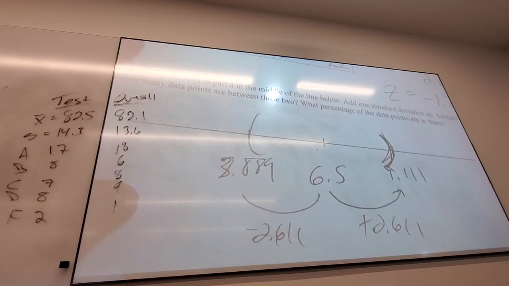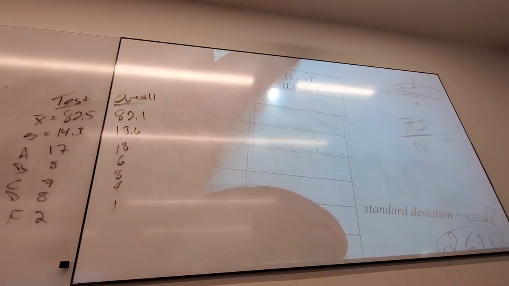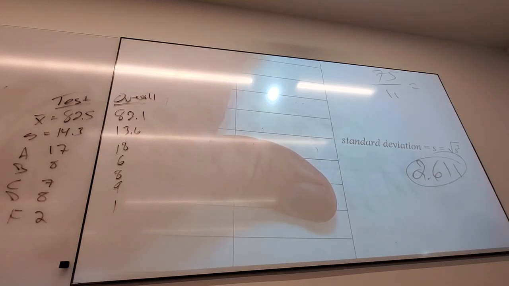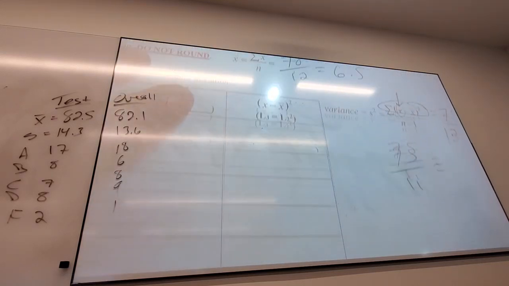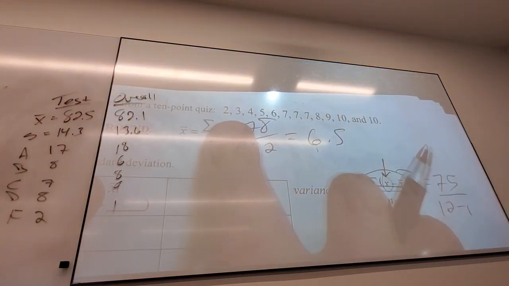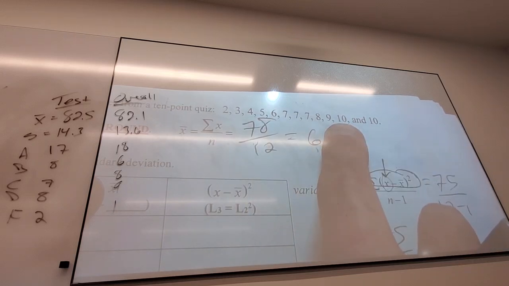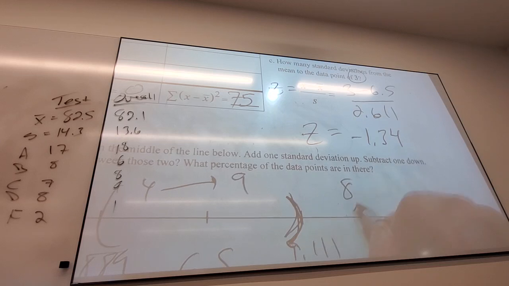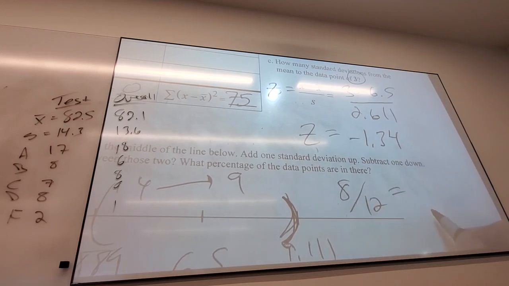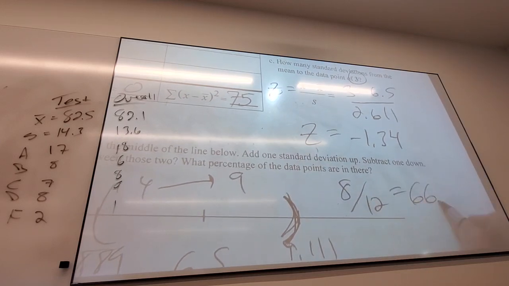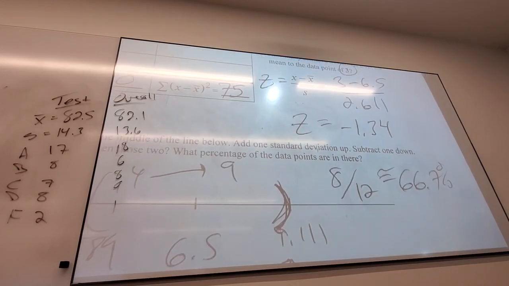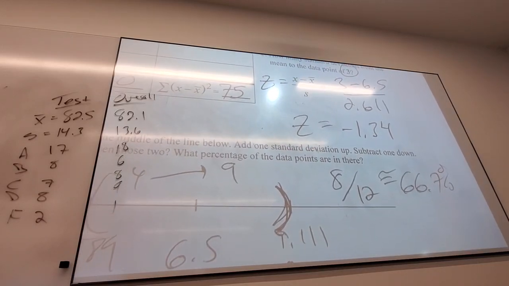Did I catch the 2? No. The 3? No. I caught 4, everything between, up through the 9. So I did not catch 1, 2, 3, 4 data points, which means I caught 8. I caught 8 data points out of 12 total, which is 2/3, roughly 66.7%. You guys with me? A little bit?